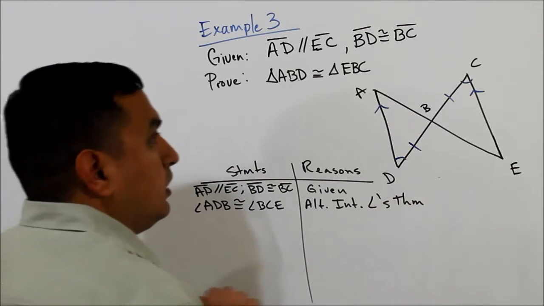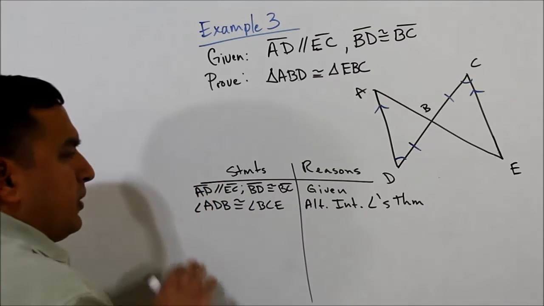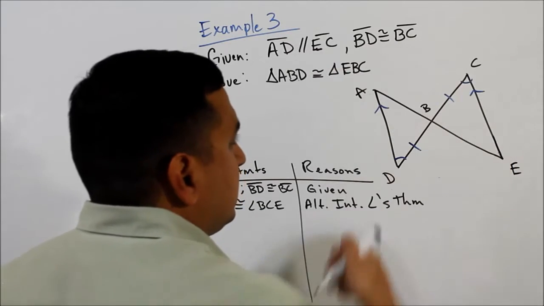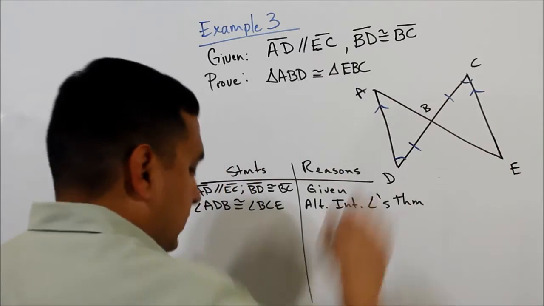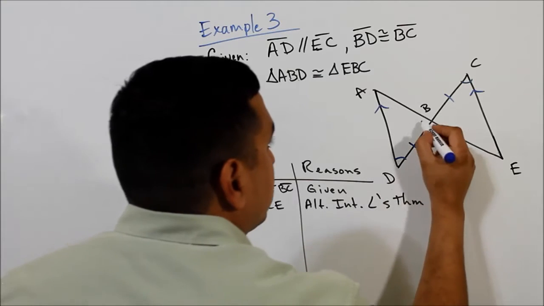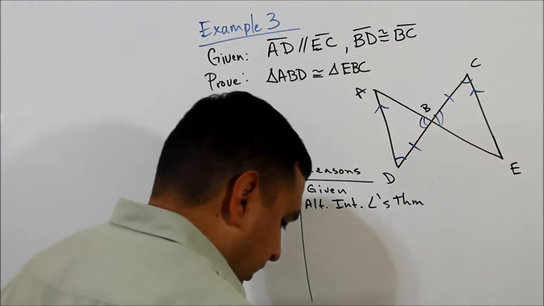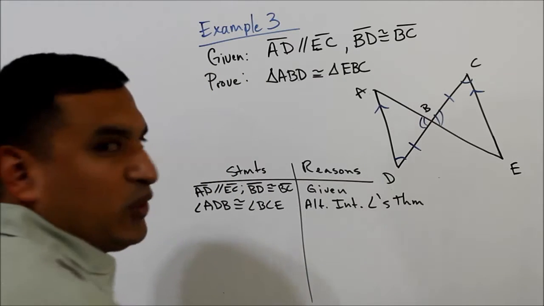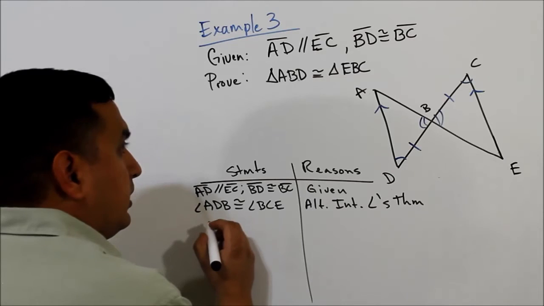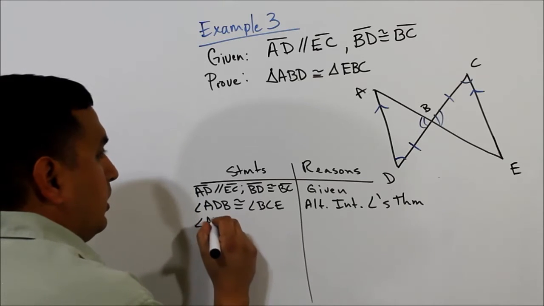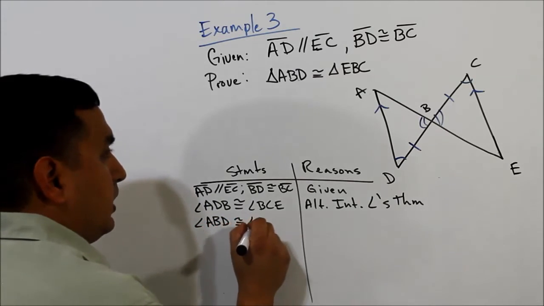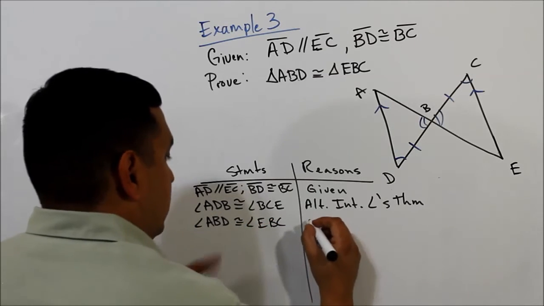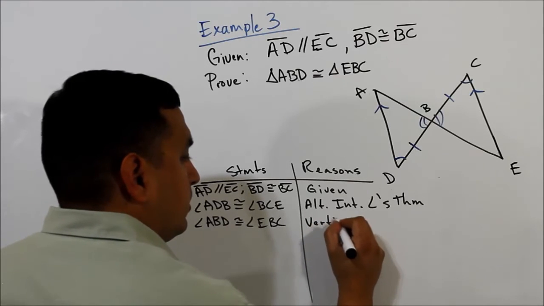Now, I'm looking for something else that's congruent. Notice that I have two segments, AE and CD, that are intersecting. So I do have a pair of vertical angles right here. And as we know, vertical angles are always congruent. So let's call this angle ABD is congruent to angle EBC. And I know that that is true because I have vertical angles.